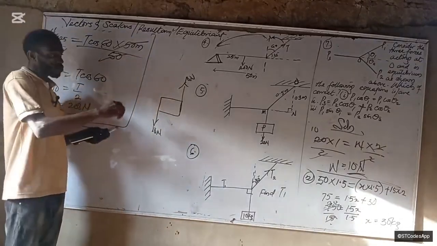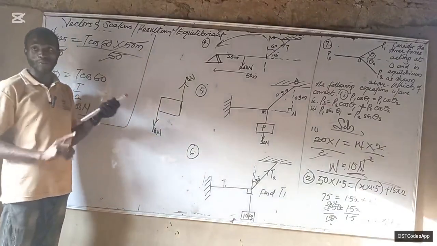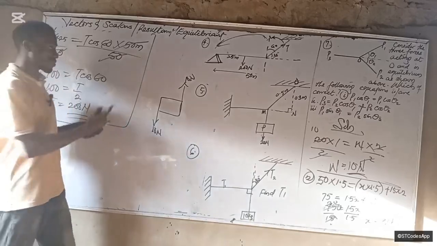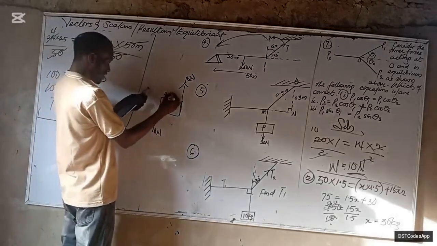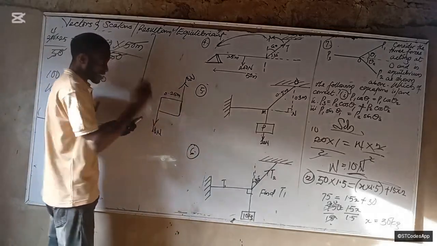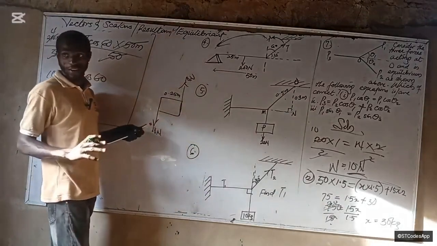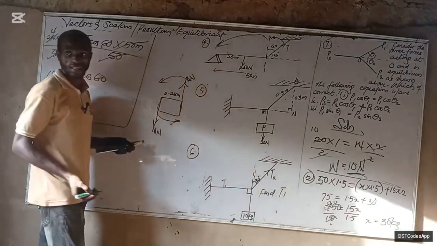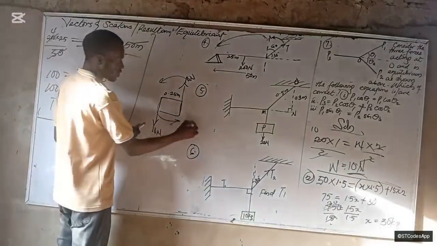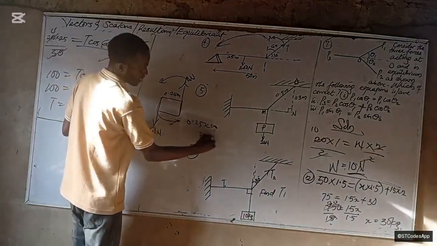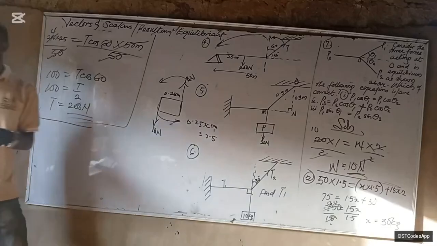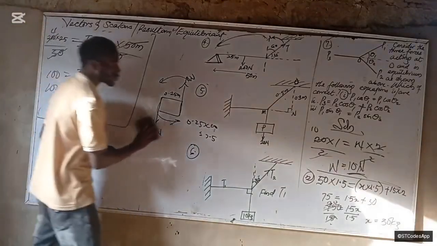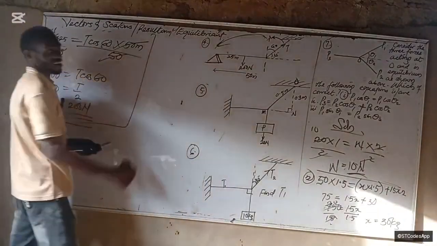A couple is just two equal forces acting in opposite directions. So if we are asked to find the couple, this way is giving us 0.25 meters. First, the forces are equal. Is that okay? So the moment about here is going to be the moment about here. So the couple is going to be just 0.25 times 10, that's 2.5. Do you understand now? So that's what they want to bring out there too. A couple.